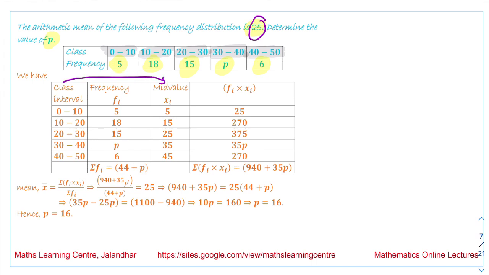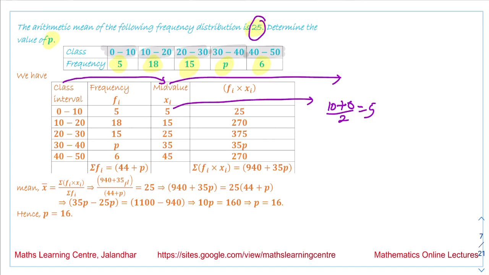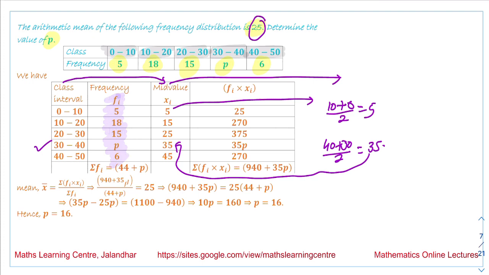The formula for the class mark is (upper limit plus lower limit) by 2. For the first interval, (10 plus 0) by 2, the answer we obtain is 5. Suppose I am talking about this interval over here, it is (40 plus 30) by 2. The answer we obtain is 35.